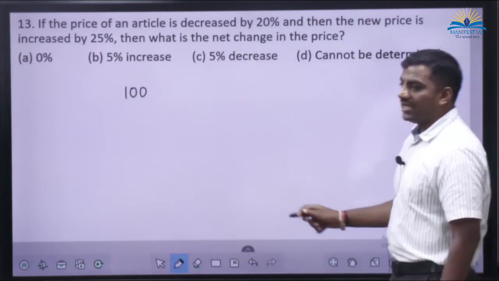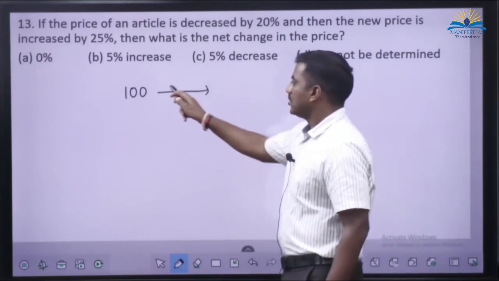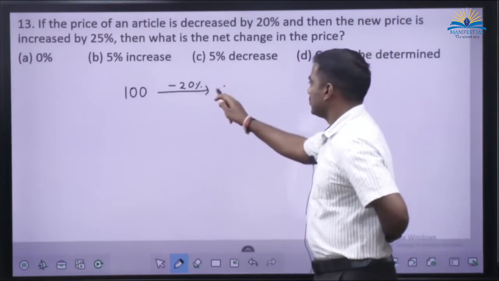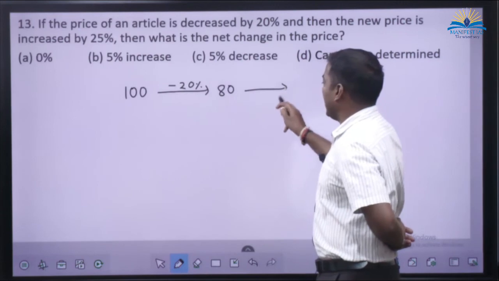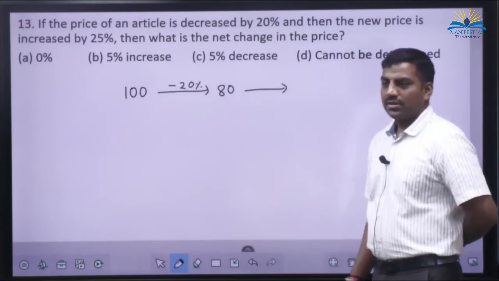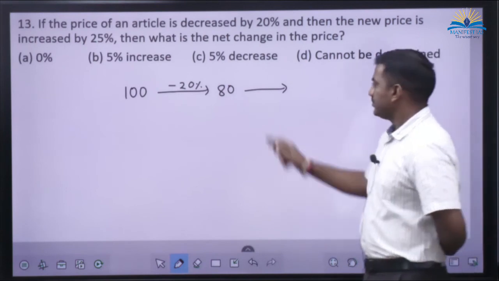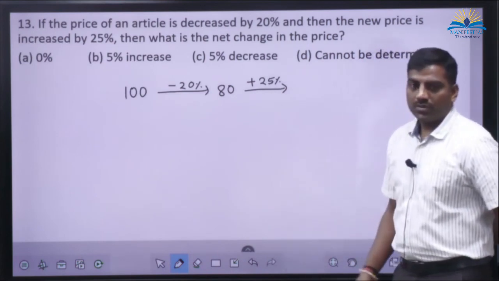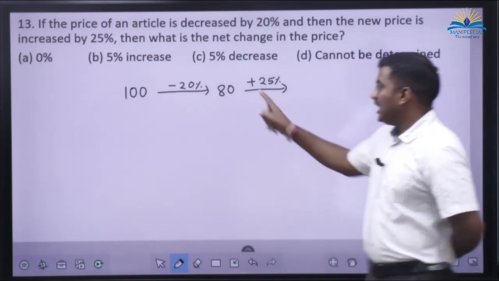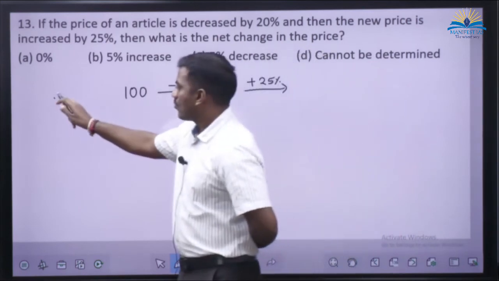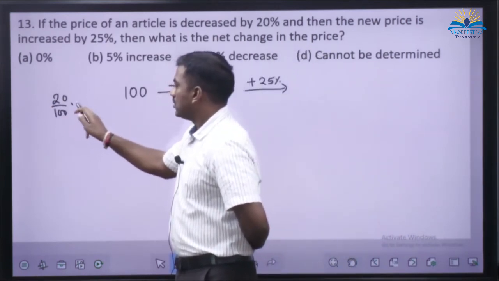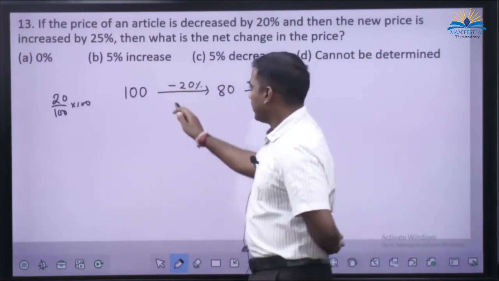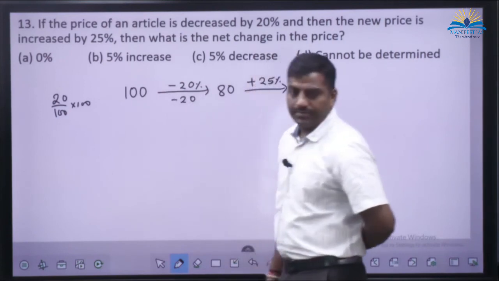Then I am decreasing the price of this article by how much? So how much it will be? Now I am increasing the price of this one by 25%. So how much it will be? 20% of 100 will be how much? 20, no? That is why we have to subtract 20.